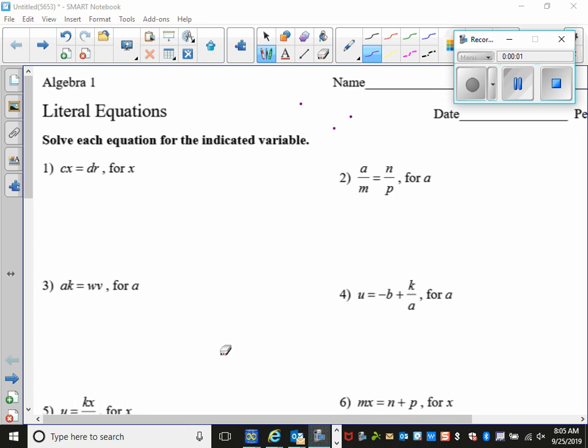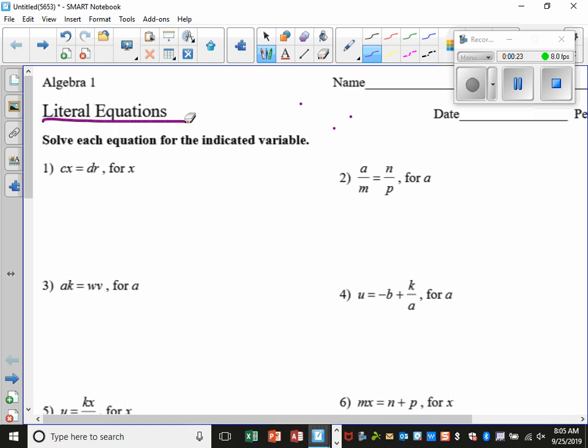sheet that you just got. And if you're at home doing this, of course, you could just write it down in your spiral notebooks. But here we're going to be solving what we call literal equations. And literal equations just simply means you're going to have a lot of letters, more than one letter usually, and then you have to isolate a particular variable.